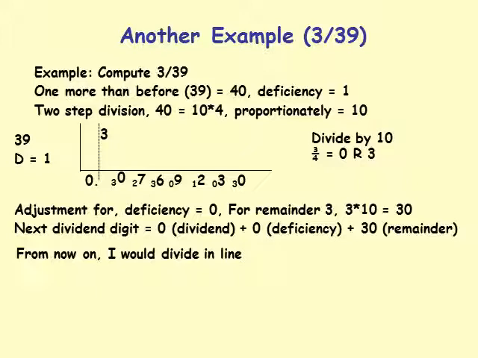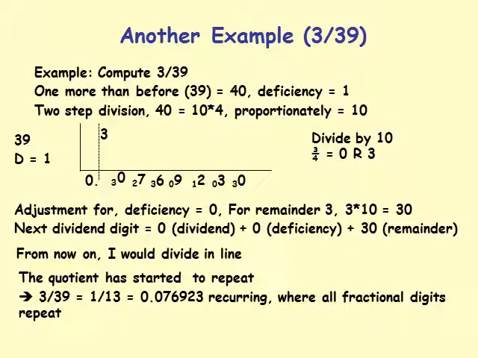Now after that it would start to repeat. Okay, so that means the quotient digits have started to repeat. This 0, remainder 3, and 0, remainder 3. Okay, let's continue. The quotient has started to repeat.